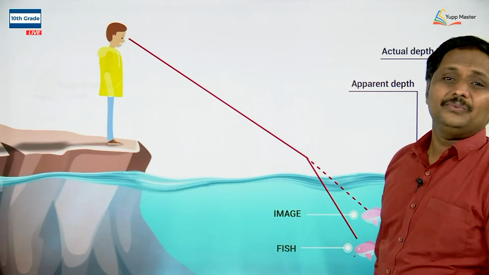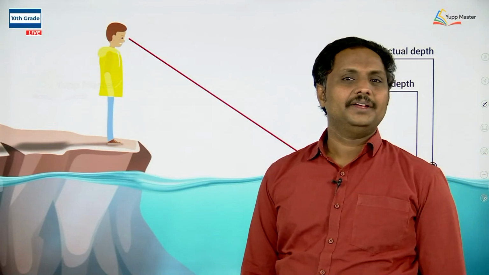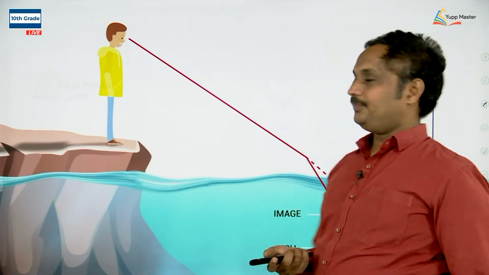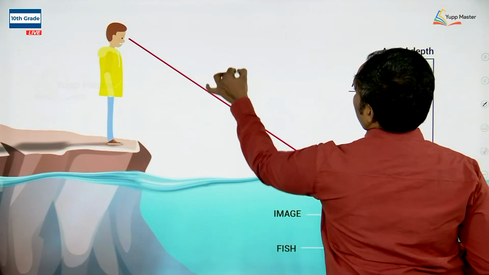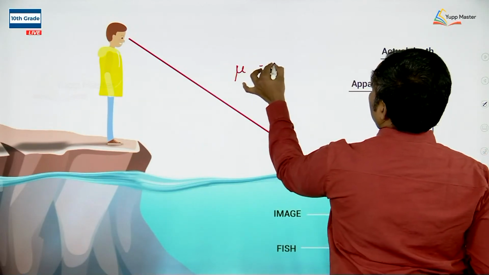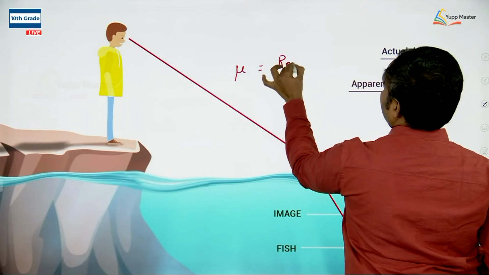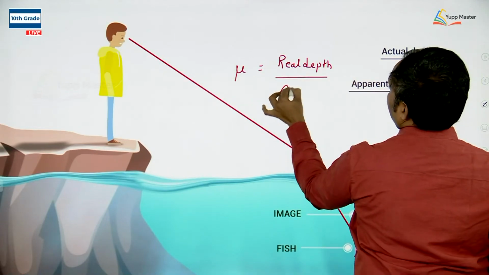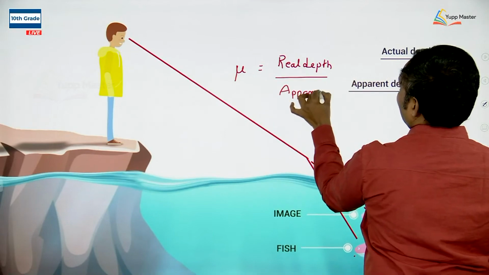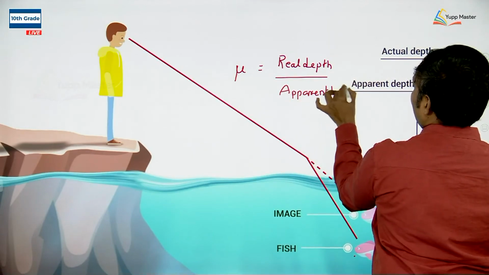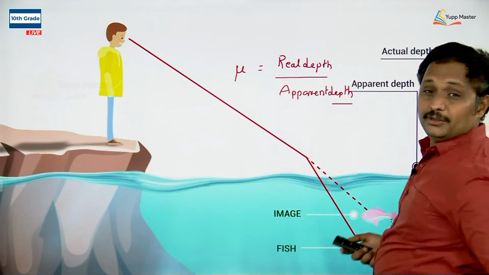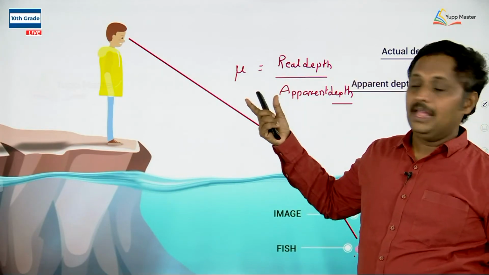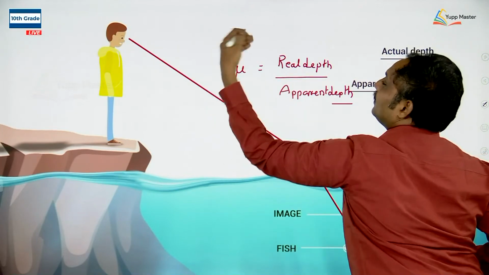We can frame the relation between real depth and apparent depth by using the formula: mu is equal to real depth by apparent depth. Also, the apparent depth is less than the real depth when it is observed from the rarer medium.